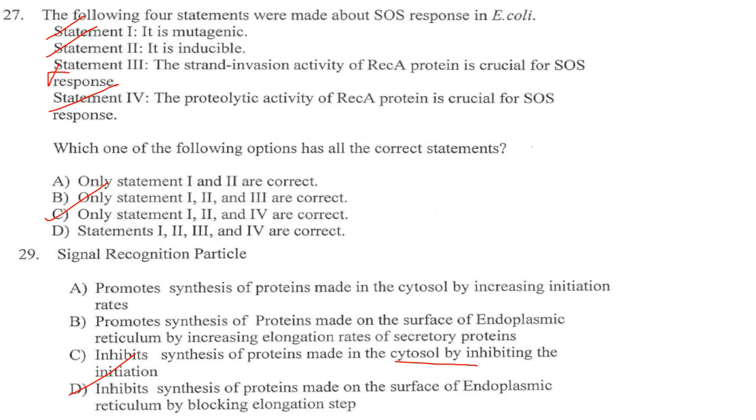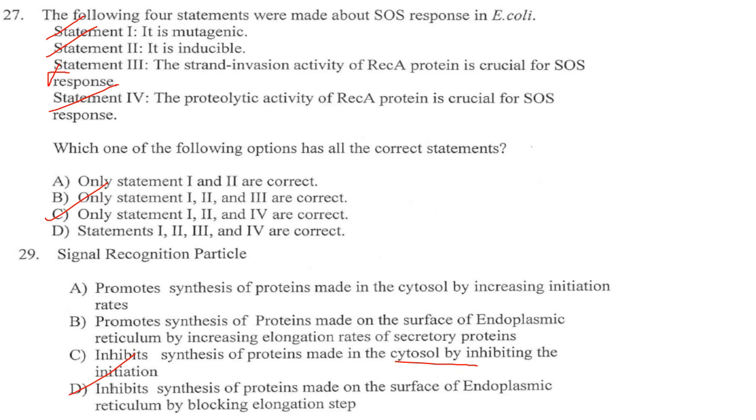So we will see the options. Promote synthesis of proteins: it doesn't promote synthesis of protein. It slows down protein synthesis, resulting in elongation arrest. So it inhibits protein synthesis. Option B also says promotes synthesis of protein. That is also not correct. Inhibit synthesis of proteins made in the cytosol by inhibiting the initiation: they are not made in the cytosol. They are made on the ribosomes present on the endoplasmic reticulum. So option D, if you see, inhibit synthesis of proteins made on the surface of the endoplasmic reticulum by blocking the elongation step.